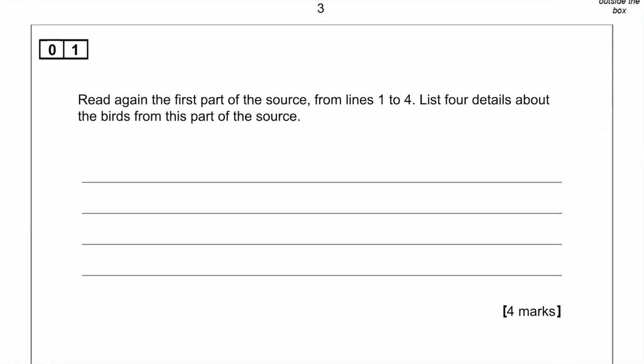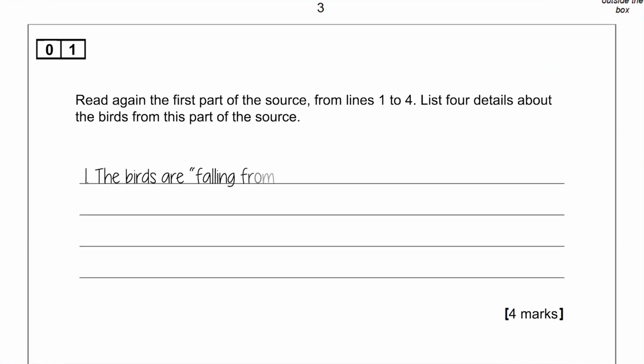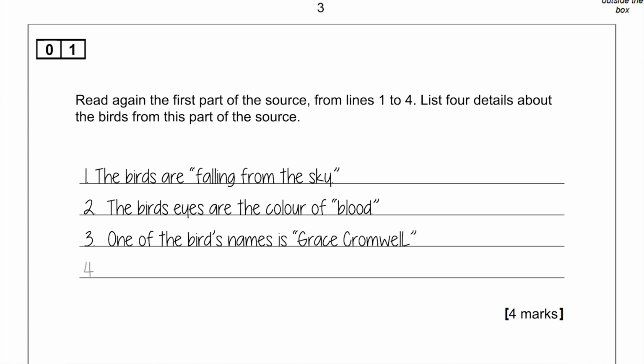Can you tell which of my following answers are given correctly? Remember, we are looking for description, action, or facts about these birds. 1. The birds are falling from the sky. 2. The bird's eyes are the colour of blood. 3. One of the bird's names is Grace Cromwell. 4. The bird is told to be silent. We know that the first answer is quoted correctly from what we talked about before, but which other answer is given in the same way? The third answer, one of the bird's names is Grace Cromwell, gives and quotes this piece of information exactly the same way by taking a fact about the bird, its name, and putting it into a sentence.